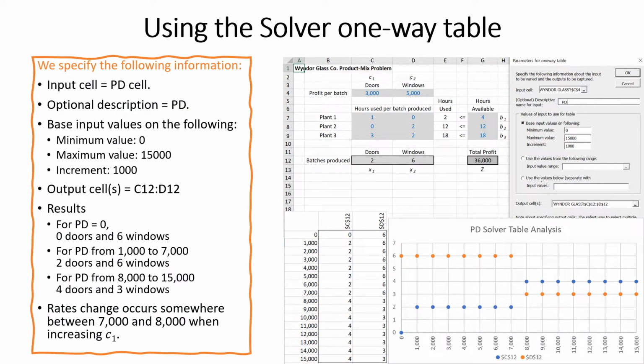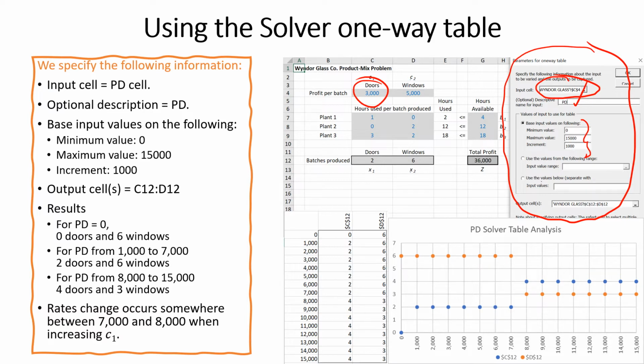For the solver one-way table, a table appears where we're going to be adding information. We have to say which variable we're going to be changing. That means it's cell C4, and we're going to give it the name PD, profit doors. It's going to change from 0 to 15,000 in steps of 1,000. And we also say where we want the output. The results that we get are in this table.